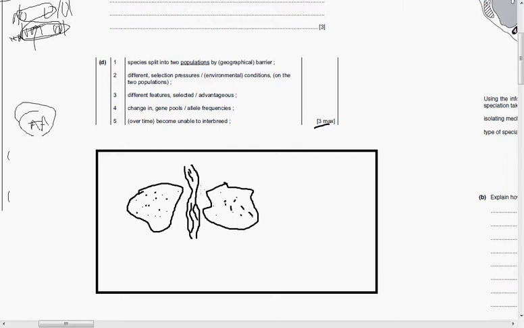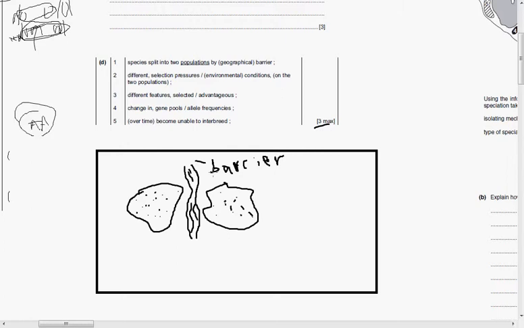So the first thing we have is a barrier. It can be geographical, it can be behavioral, any barrier, but there should be a barrier in allopatric speciation. Now, an example of a behavioral barrier can be the food available, and because of the food available they have to eat differently. Or like polar bears.